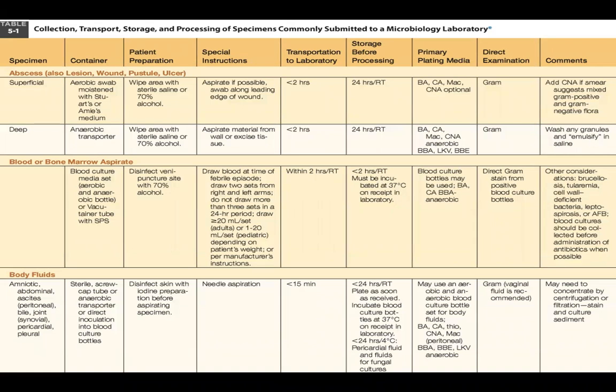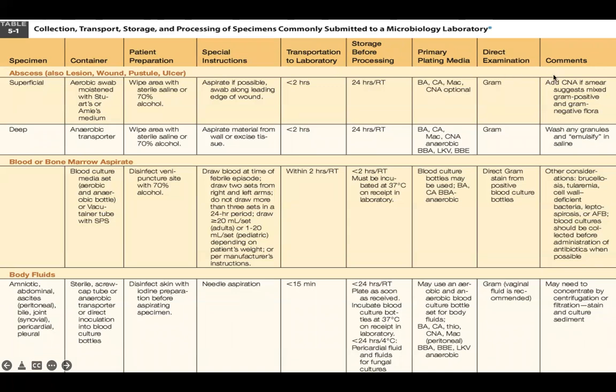Okay, so here is a table that I have extracted from Bailey and Scott. Okay, so this is actually around 8 slides. Okay, so this is a summary of what has been discussed to you today. Okay, so this table entitled Collection, Transport, Storage, and Processing of Specimen commonly used in the microbiology laboratory. Okay. So this table is divided into columns for specimen, container, patient preparation, special instructions, transportation to laboratory, storage before processing, primary plating media, direct examination, and comments.